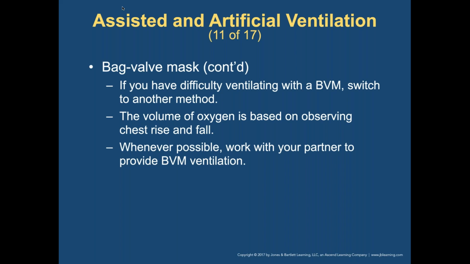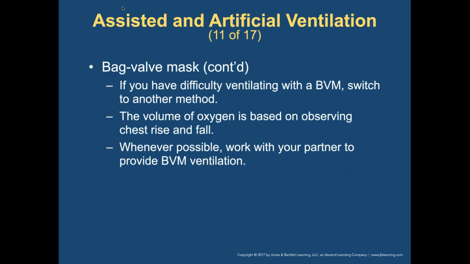If you're having difficulty ventilating with the BVM, you can switch to another method. A lot of times it's just a poorly opened airway. So drop the BVM for a hot second, redo the head tilt chin lift, make another seal, and try again. If after 2 attempts you still can't get it to work, you may have to try a different method. Pop the mask off, stick the one-way valve on it, and try doing mouth to mask.